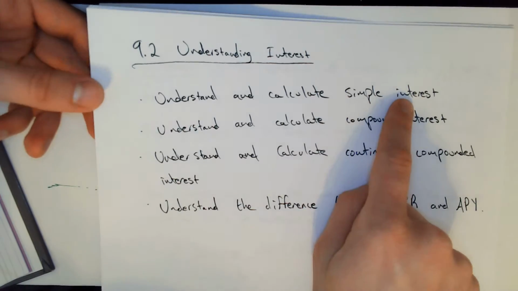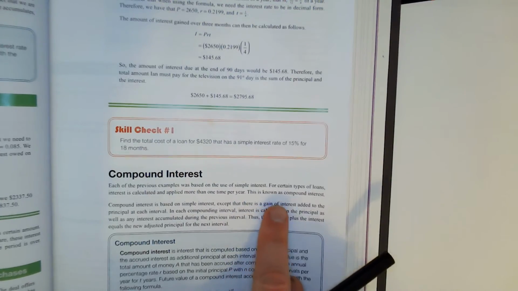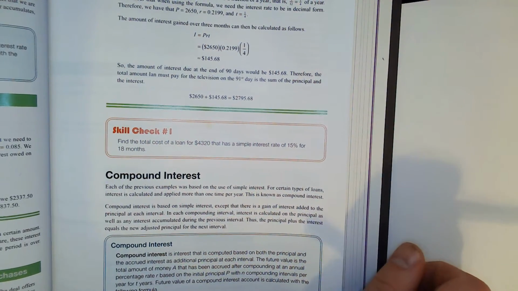Okay. We have done simple interest, understand and calculate simple interest. We did a couple problems. Let's move into now this compound interest stuff. All right. So, the book says, beginning the compound interest part of this section, each of the previous examples was based on the use of simple interest. For certain types of loans, interest is calculated and applied more than one time per year. This is known as compound interest.